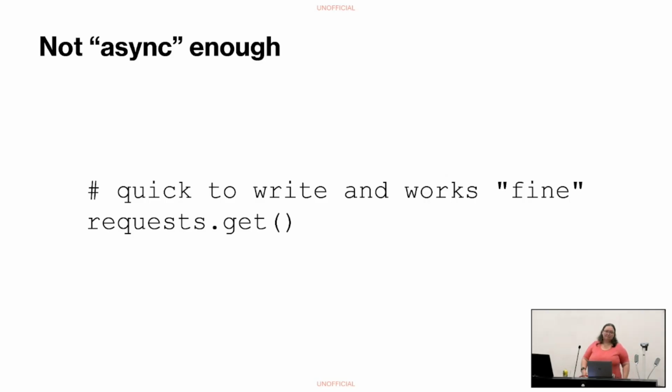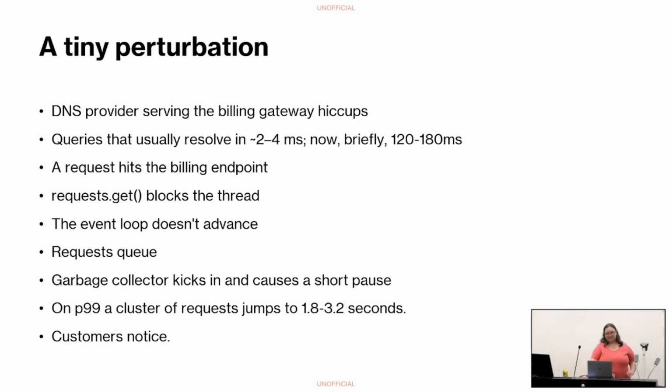Inside the code base, a handful of endpoints still call upstreams using synchronous libraries, requests.get, because they were quick to write and they worked fine. Everyone assumes that the event loop and concurrency will hide any delays. It'll be fine. And then one day, your DNS provider serving the billing gateway hiccups. Queries that usually resolve in 2 to 4 milliseconds now take 120 to 180 milliseconds, just for a little while. It's not a failure, it's just a wobble.